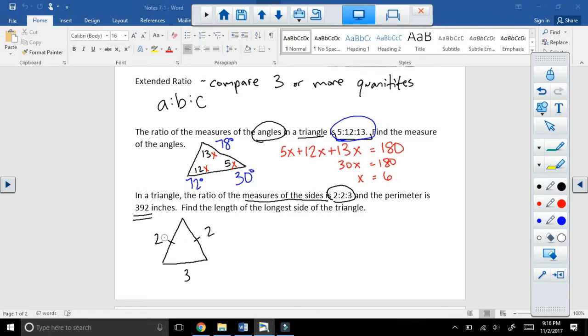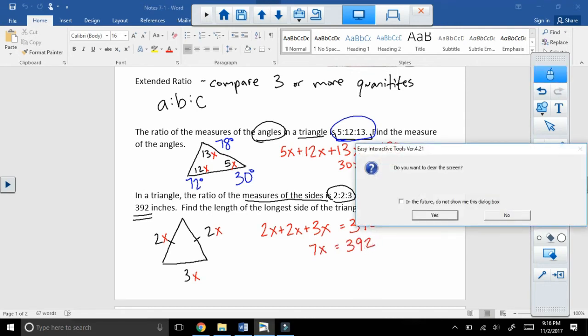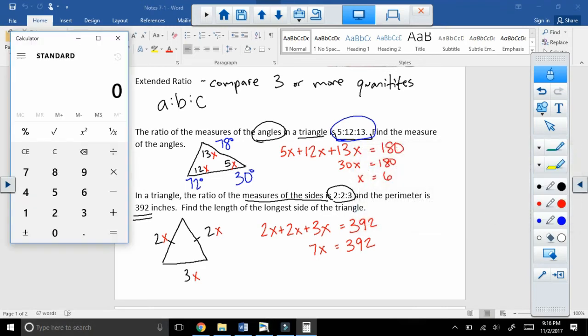But if I think about what I need to multiply each of those by, I can do the same thing where I'm adding up all those sides, but now we're talking about the perimeter, so I would set that equal to 392. So when I add all those up, I get 7x equals 392, and I'm going to need to grab a calculator here. So 392 divided by 7 is 56.